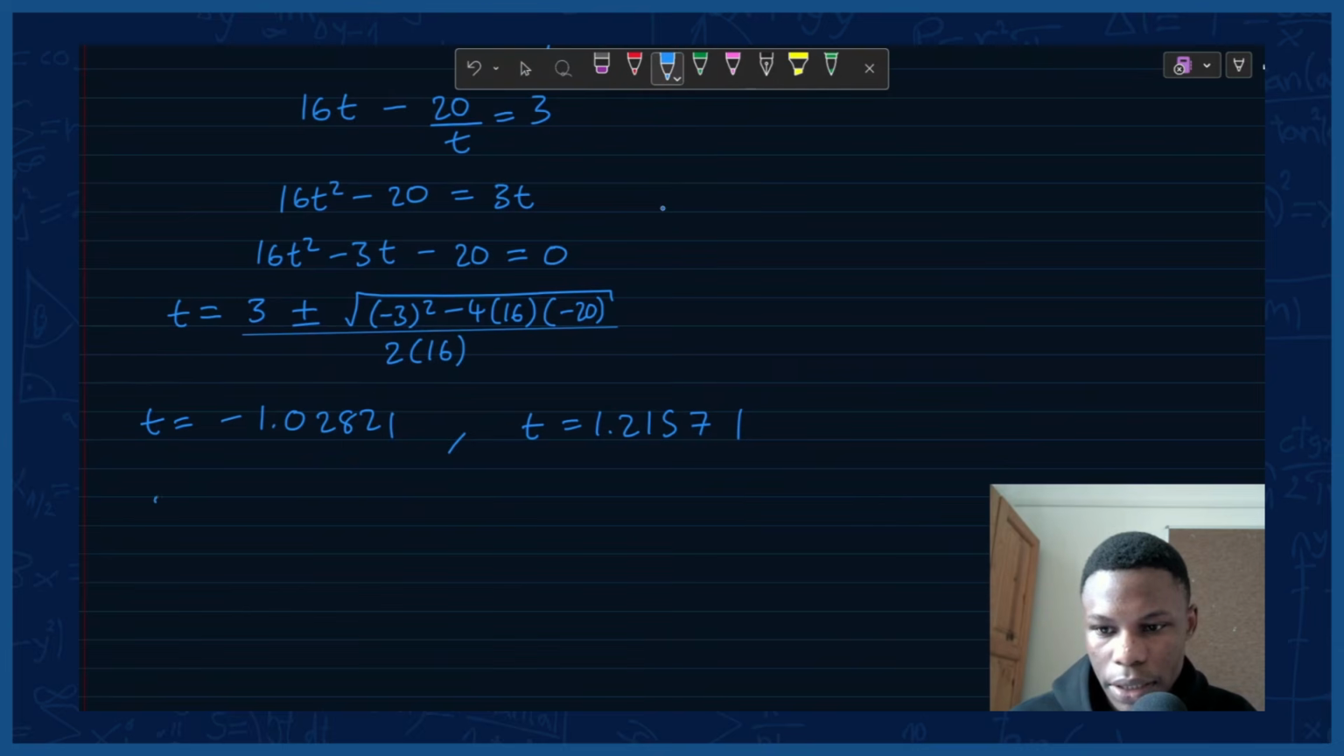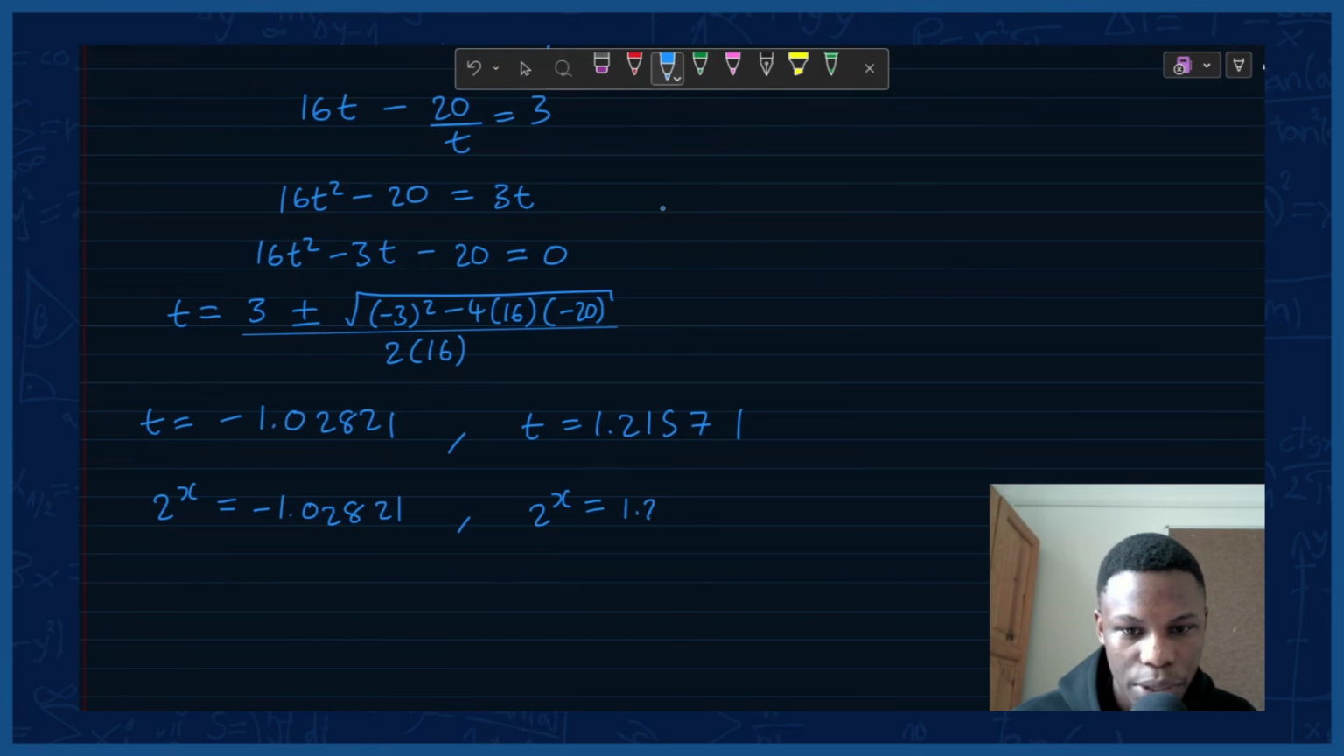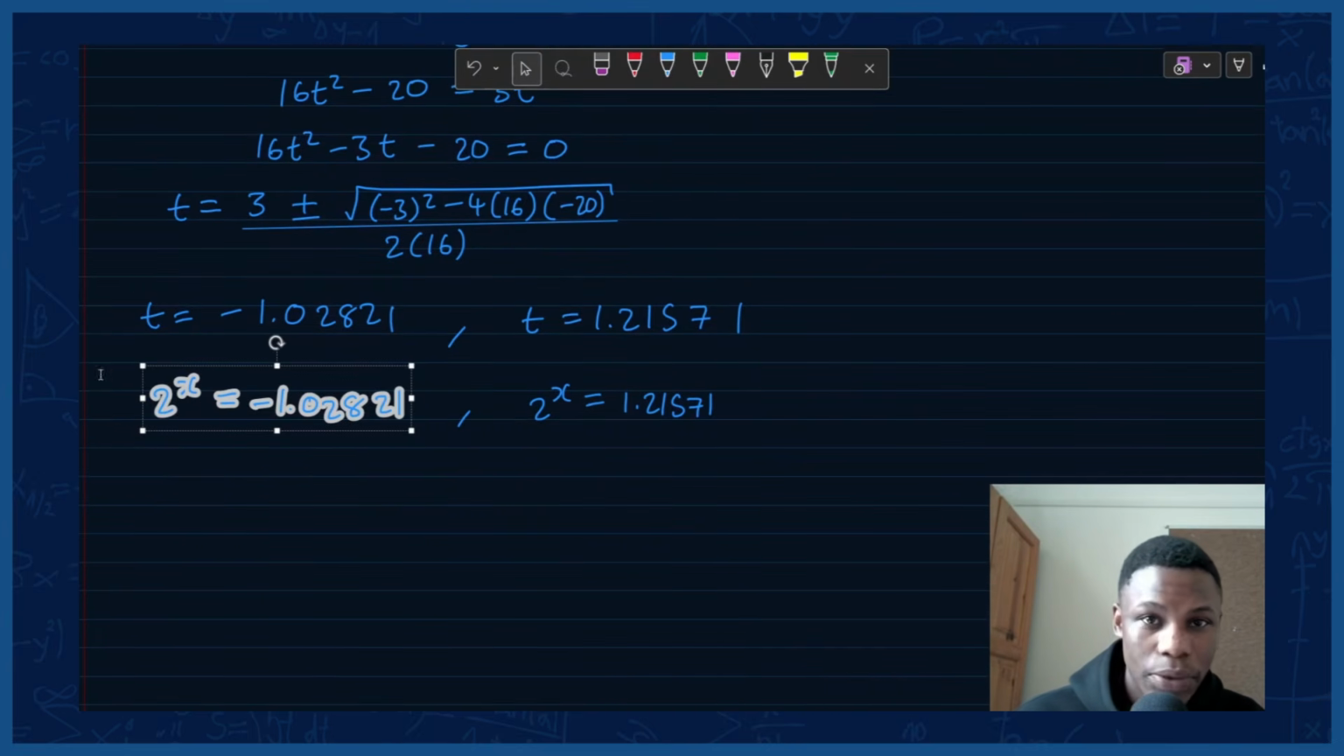So that means 2 to the power of x is equal to negative 1.02821, or 2 to the x is equal to 1.21571. Okay. This first equation is not going to have any solutions.